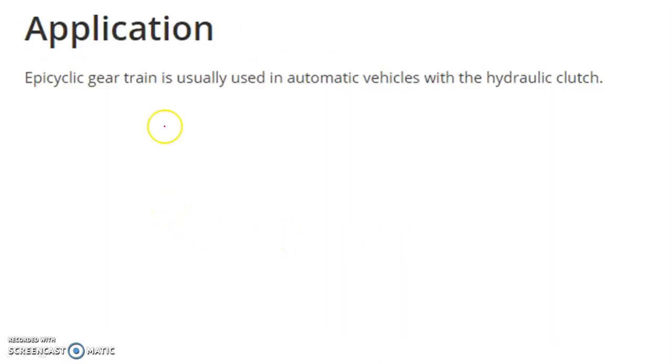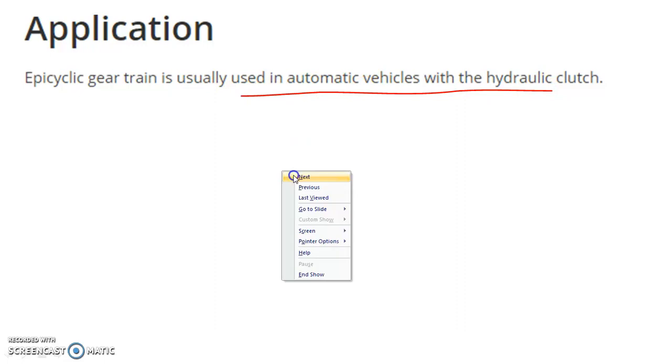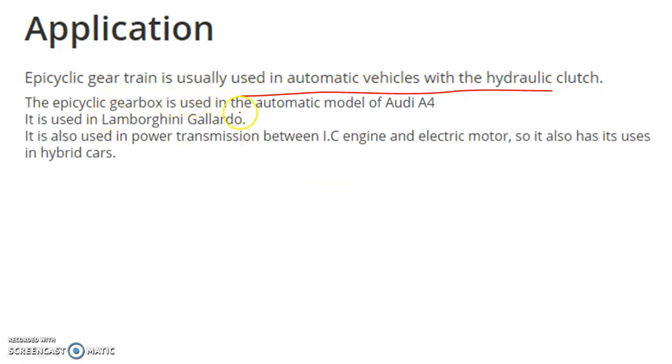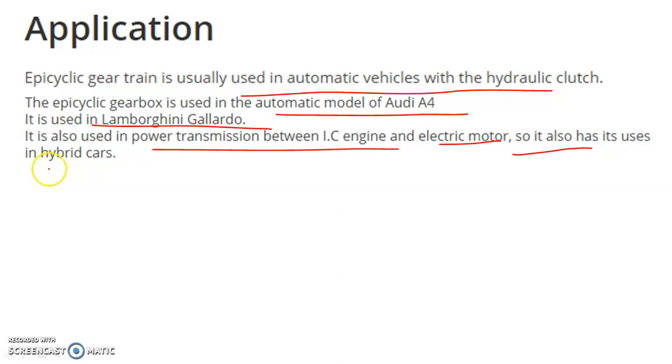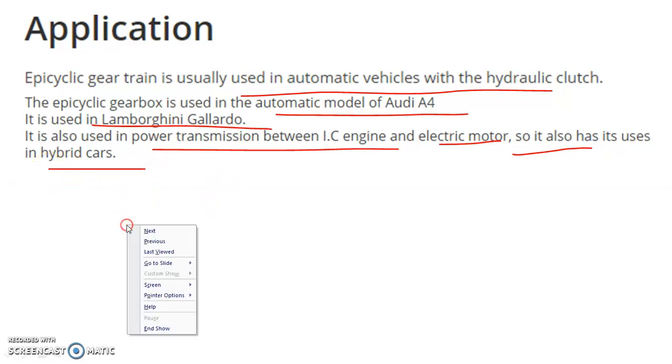What is the application? Epicyclic gear train is used in automatic vehicles with hydraulic clutch. Also, the epicyclic gearbox is used in the automatic model of Audi A4. It is also used in Lamborghini Gallardo. It is also used in power transmission between IC engine and electric motor. So it also has its uses in hybrid cars. We have seen hybrid cars in ETM. So in that also we can have the application of this.